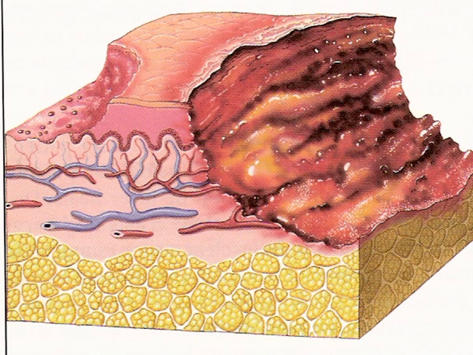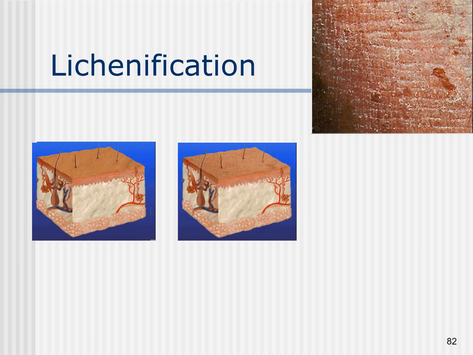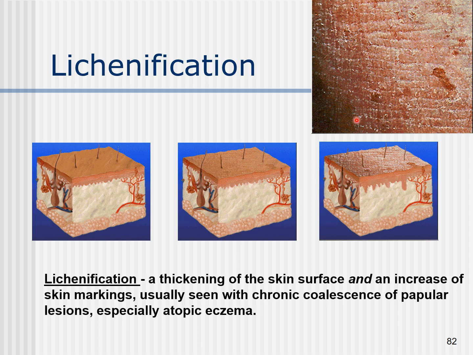Of course, after this process, lichenification. On this picture, we can see this process. Lichenification is thickening of the skin surface and an increase of skin markings, usually seen with chronic coalescence of papular lesions, especially atopic eczema, neurodermatitis, or atopic dermatitis. We can see the same picture. So the skin gets thicker and rough.